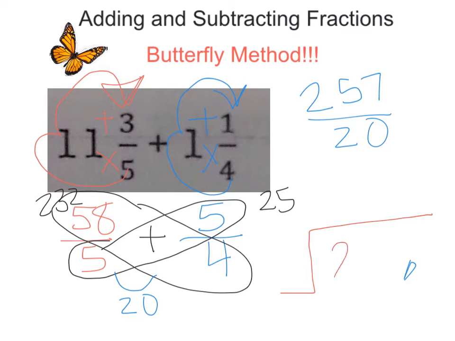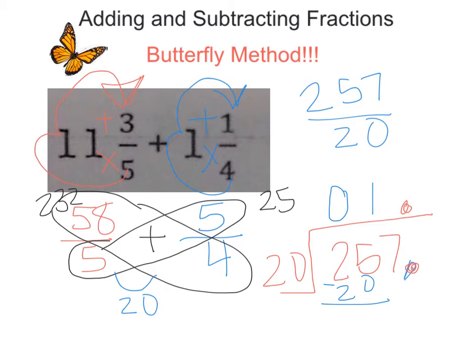Remember, the cowboy goes inside the house, he takes off his boots and hangs up his hat. He leaves his horse outside. Now we can divide. 20 cannot go into 2, but 20 can go into 25 one time. 1 times 20 is 20, and when we subtract, we have 5 left over, and we bring down the 7.